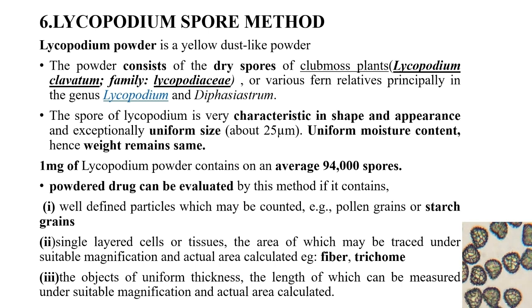So the sixth one is the Lycopodium spore method. This is quantitative microscopy. Lycopodium spore is a dust-like, yellow powder having dry spores obtained from Lycopodium clavatum, of the Lycopodiaceae family. It has a size of 25 micrometers and having uniform moisture content, weight, characteristic shape and appearance. Then 1 mg of Lycopodium spore powder contains on average 94,000 spores. So we can evaluate different fibers, trichomes, starch grains, pollen grains, etc., by counting using these spores.